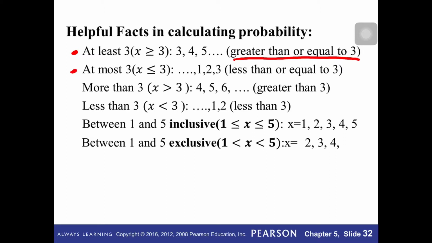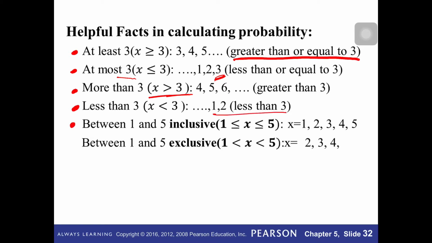At most means the maximum value you can get is the given value. So at most 3 means x less than or equal to 3. You can start from any value, it is up to the problem, but the maximum is 3. More than means greater than the given value, and the value is not included, strictly greater than. Less than means values lower than the given value, strictly less than.